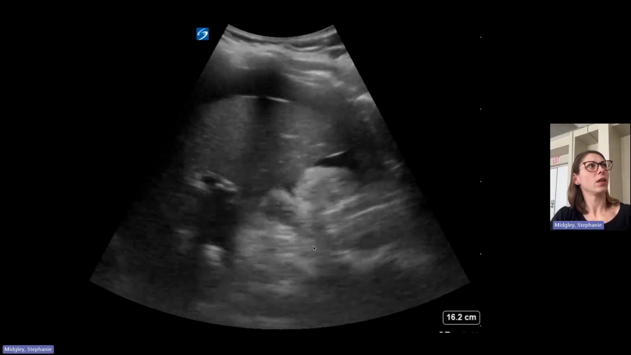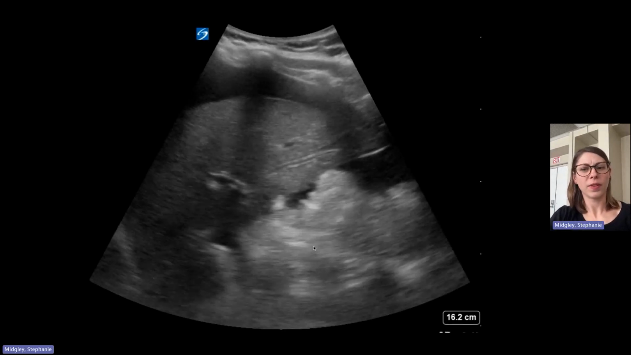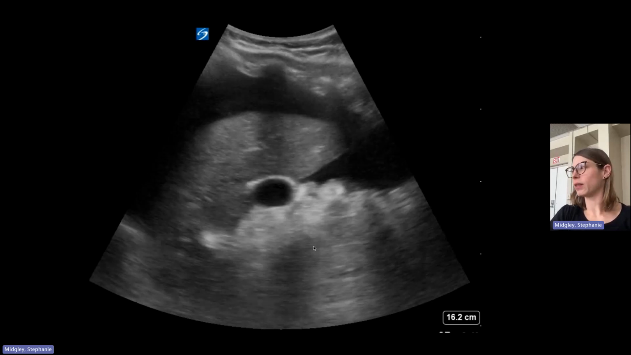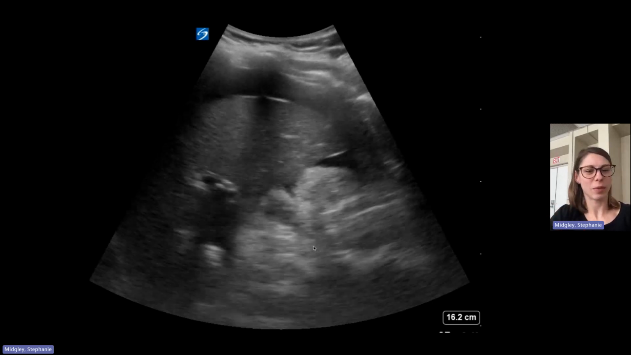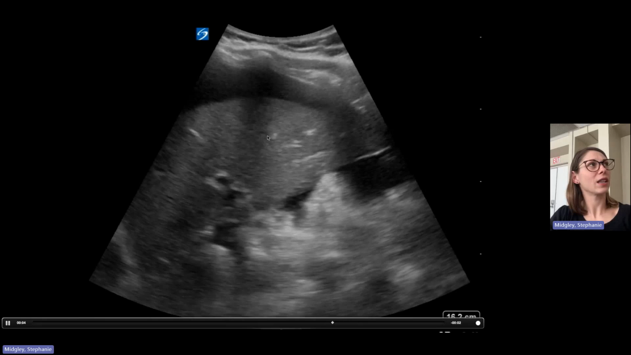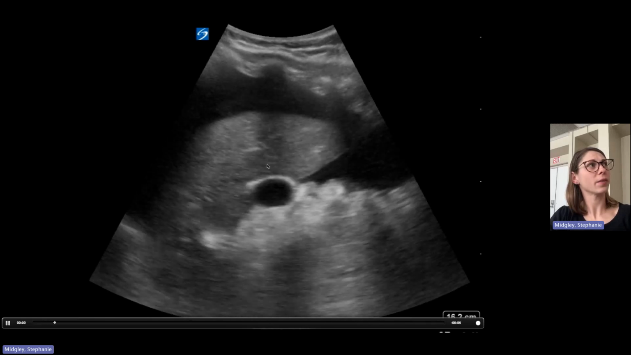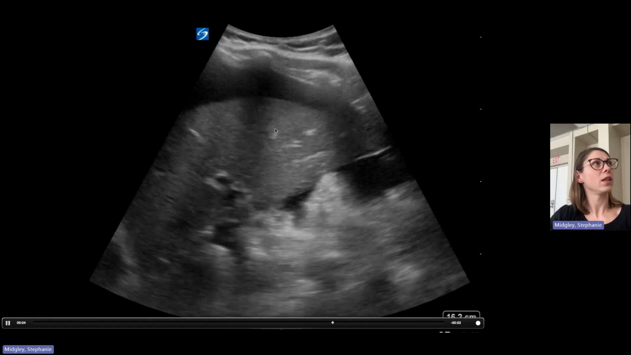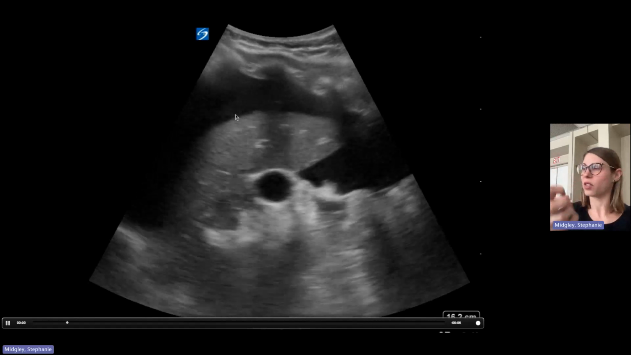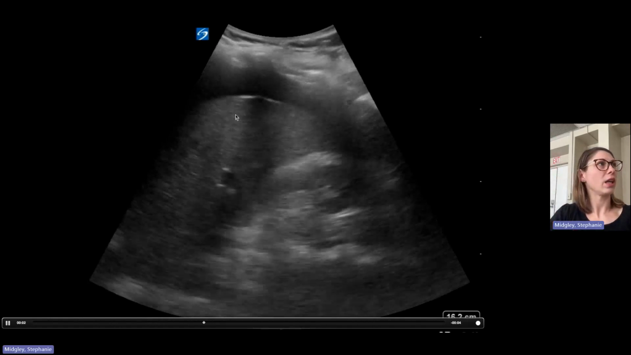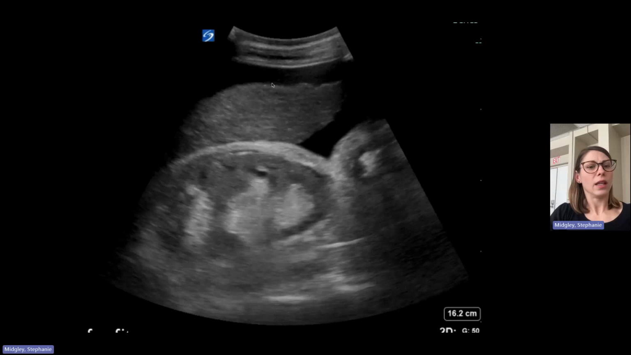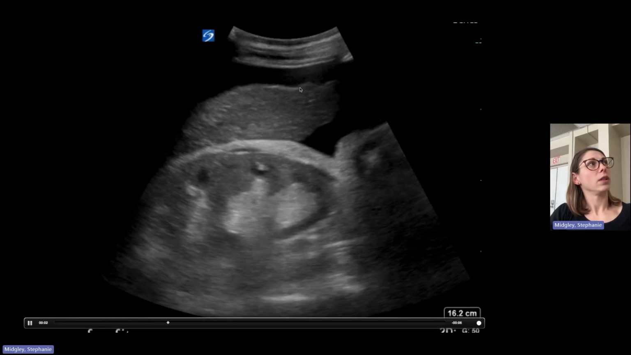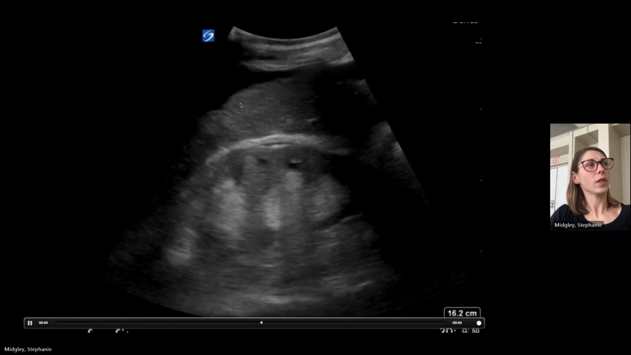Cirrhosis, I feel like it's one of those where when you see it, you know it, but to peg it down is a little bit harder. But again, you're going to get this kind of diffuse echotexture. So instead of being nice and homogeneous, now it's a little bit more speckly. It's going to get more condensed and shrunken looking, so you can get atrophy. And then it'll get nodular, lumpy bumpy.